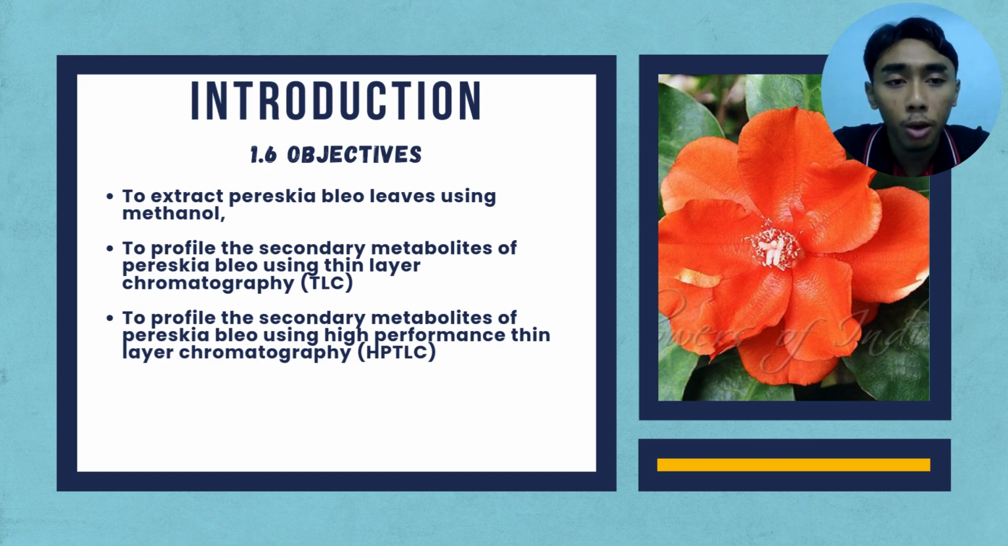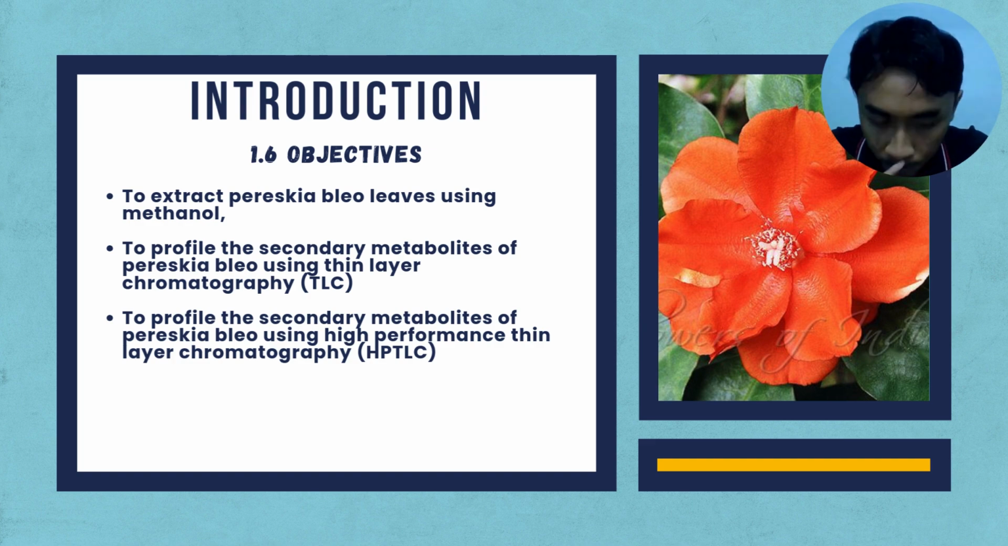For the main objectives of this research, we have three objectives. The first one is to extract Pereskia bleo leaves using methanol. The second one is to profile the secondary metabolites of Pereskia bleo using thin layer chromatography. The third one is the same objective, but we will use HPTLC, which is high performance thin layer chromatography.